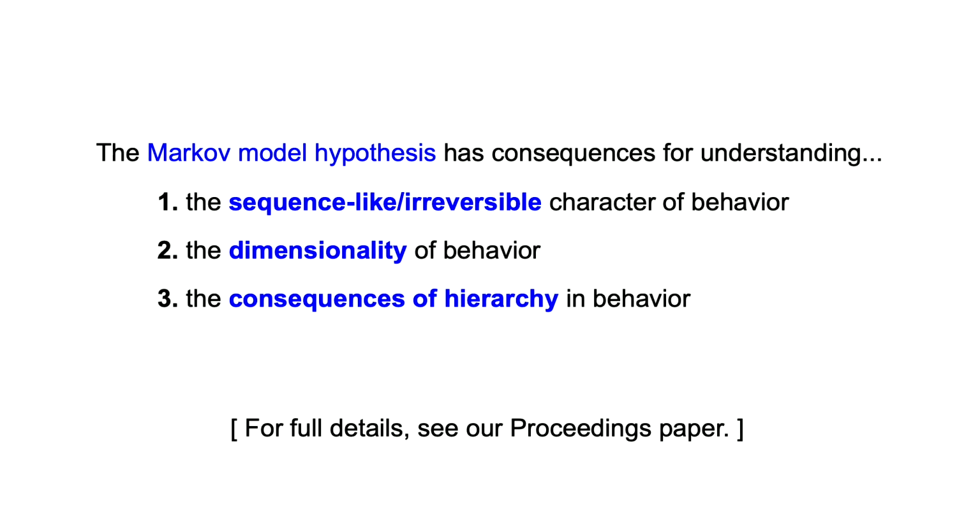So I'm going to talk about three things extremely briefly. The sequence-like or irreversible character of behavior, that's the first thing. The second thing is what we mean by the dimensionality of behavior. And the third thing is some consequences of hierarchical structure in behavior: the fact that you have sub-second ongoing behavioral states, but also latent states like whether or not you're hungry. But if you want full details, which I can't treat here, you can check out our proceedings paper.